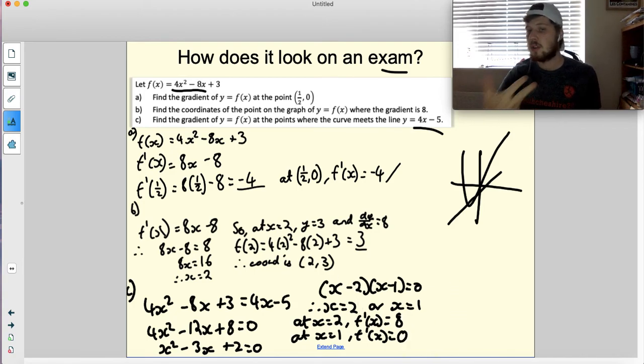So that's how it would look on an exam. It's really beneficial to make sure that you can differentiate any sort of polynomial and any sort of x to any power really quickly and efficiently, because it is a very easy way to lose time in an exam if you need to resort to something like first principles to check your answers.